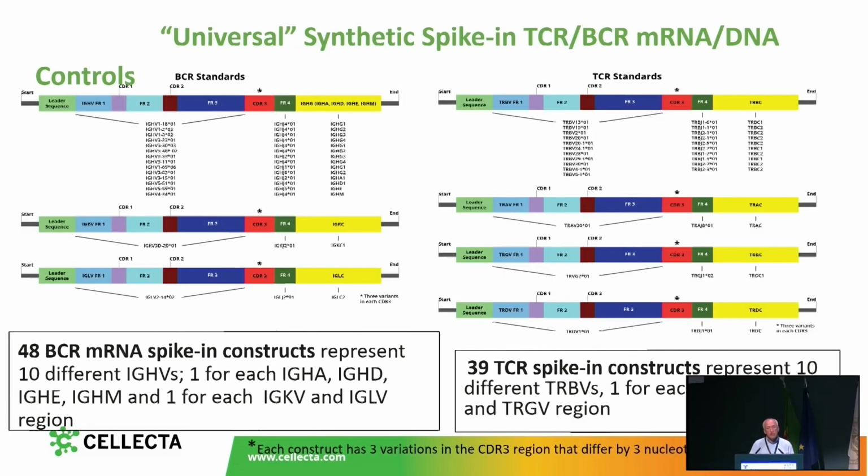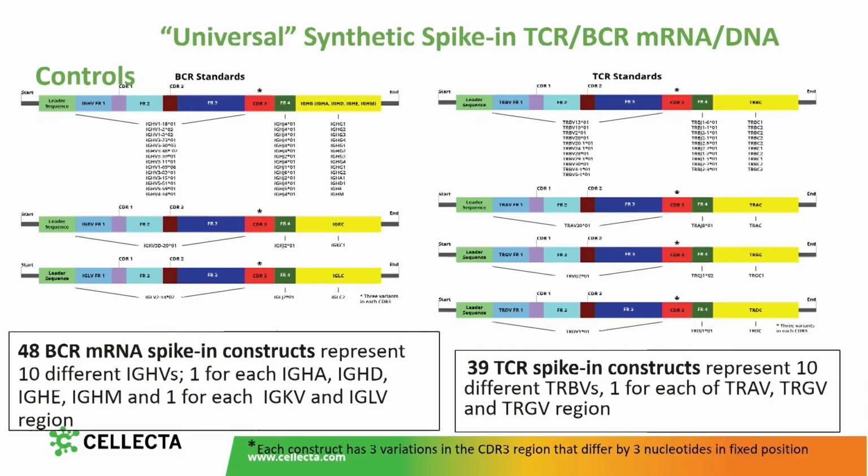In order to facilitate quality control analysis of all assays which are currently developed for adaptive immune receptor AIRR-Seq assays, we designed and made a panel of individual constructs, which can be RNA or DNA, which you can spike in any biological sample in order to run multiple quality control analyses. And we developed 48 RNA spiking controls for BCR and 39 spiking controls for TCR, which represent the most commonly highly expressed isoforms of T cell and B cell receptors.